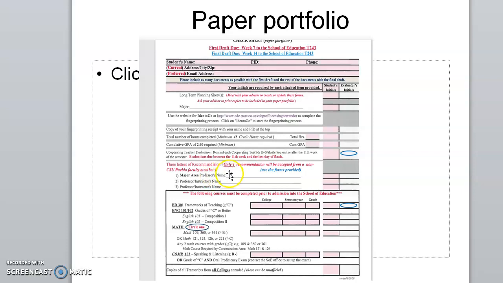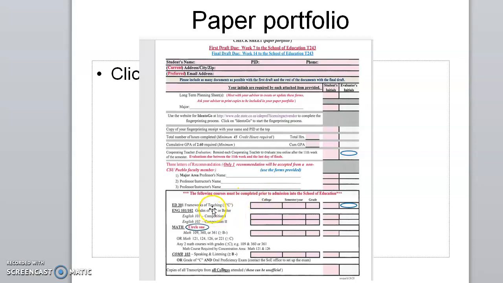3 letters of recommendation. Only 1 will be accepted from a non-CSU Pueblo faculty member. So if you're in like art, you would get your art professor to do one, you would get me to do one or one of your other professors, and then you can find someone who is a non-CSU faculty member. For week 7, when you submit this, you only need 3 names. You don't need the letters at that point. We will complete the letters and have them turned in by the end of the semester.